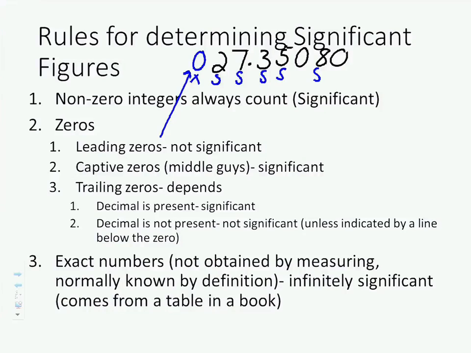Captive zeros are what I call the middle guys. They're anything that is contained between two non-zero integers. So in our example number at the top here, the captive zero would be this zero right here, because that zero is between a 5 and an 8. So it's what's called a captive zero, and we can see that it is significant.